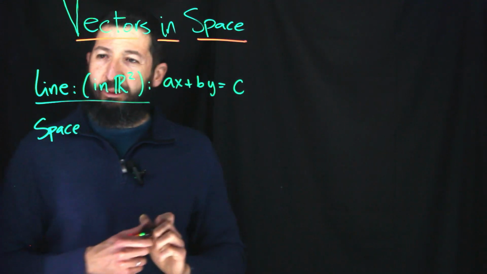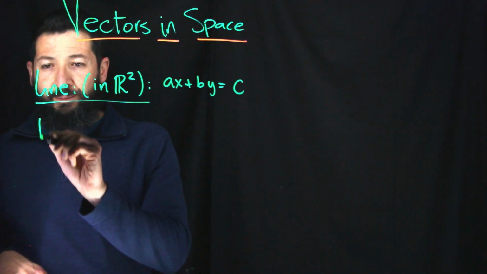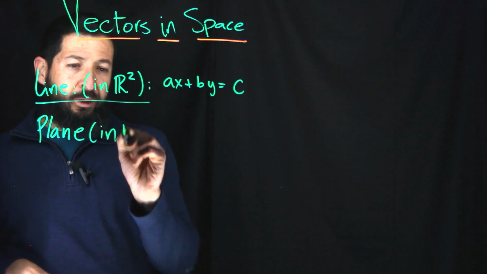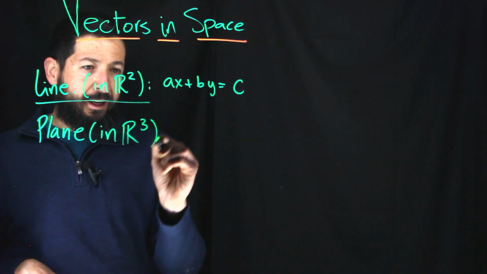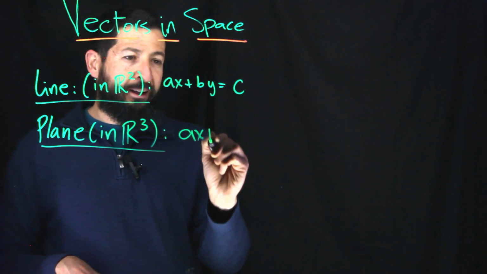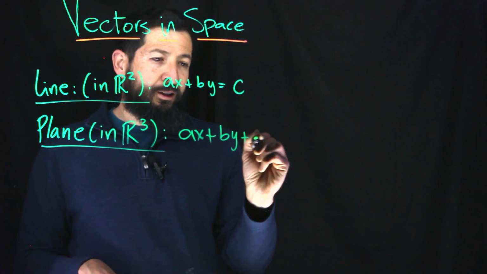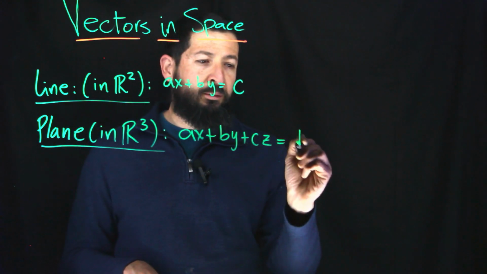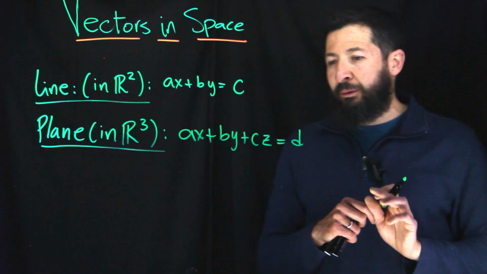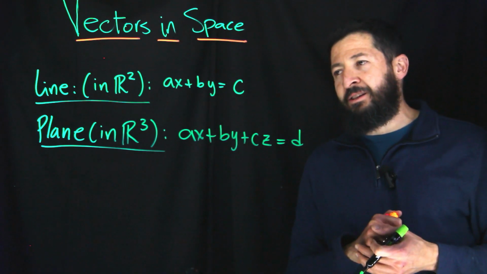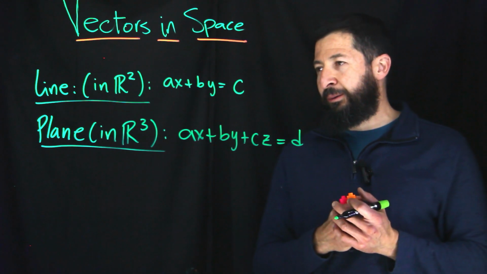So let me erase and write plane there. So plane in R3, that's what I meant to write. And so they're going to be of the form, guess what? Ax plus By plus Cz, so that's the third coordinate, equals some D. And as it turns out, if D is 0, this plane will go through the origin, and if D is not equal to 0, then it's not going to go through the origin.